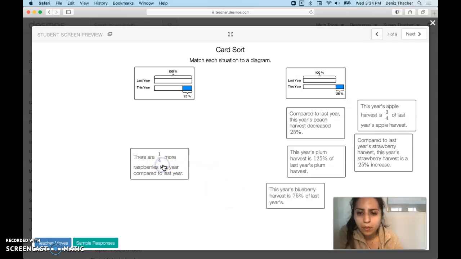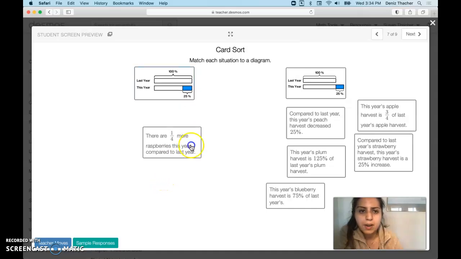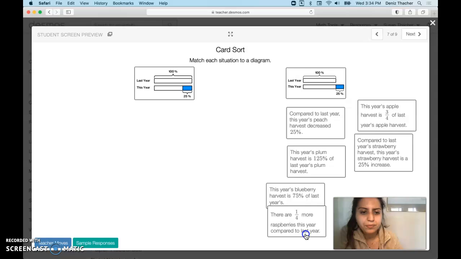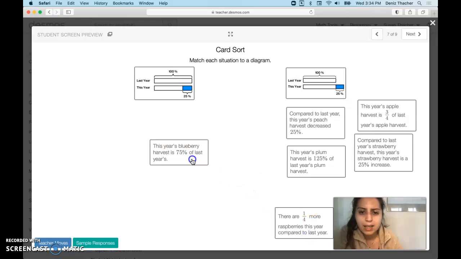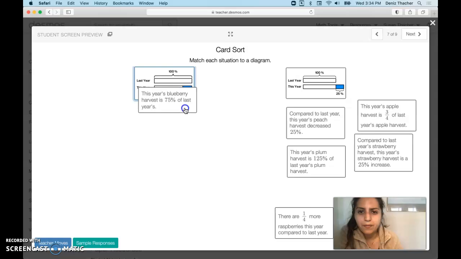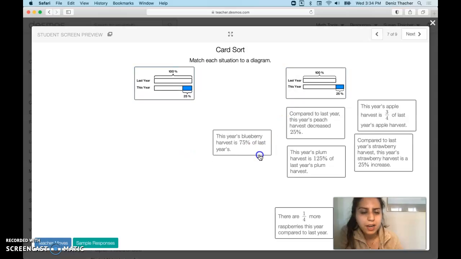There are 1/4 more raspberries this year compared to last year. Would you match that with the first diagram or the second diagram? And then our last situation: this year's blueberry harvest is 75% of last year's. Would you match that with the first diagram or with the second diagram?